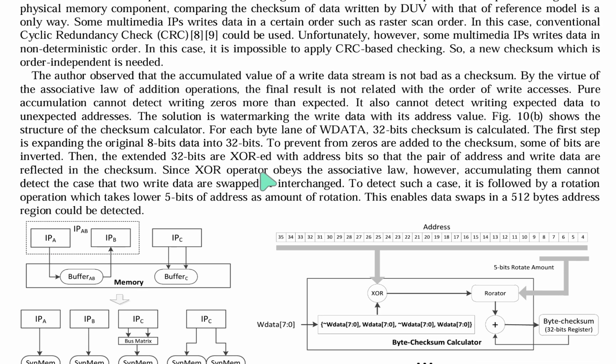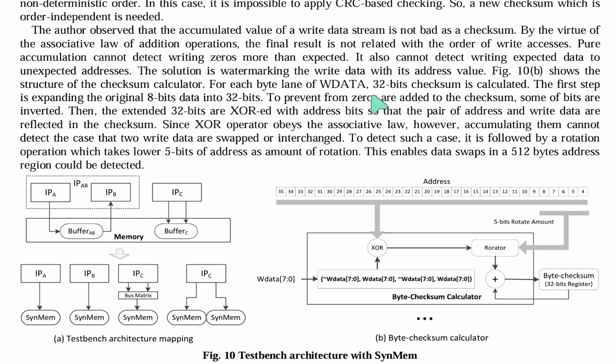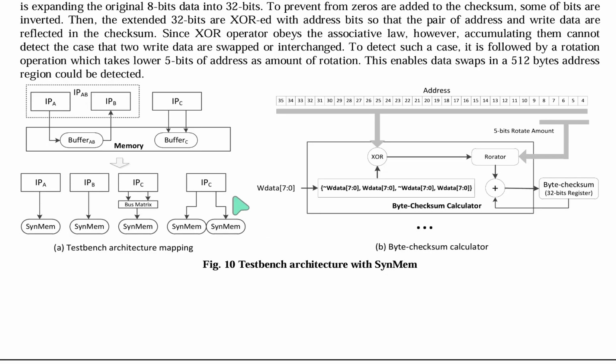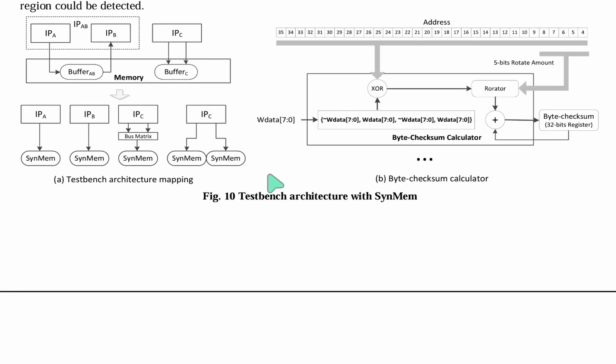Since the exclusive-or operator obeys the associative law, however, accumulating them cannot detect the case that two write data are swapped and interchanged. To detect such a case, it is followed by a rotation operation, which takes the lower 5 bits of the address as the amount of rotation. This enables data swaps in a 512 byte address region to be detected. Figure 10 is a testbench architecture with SynMem.